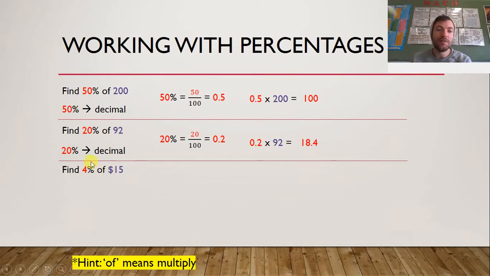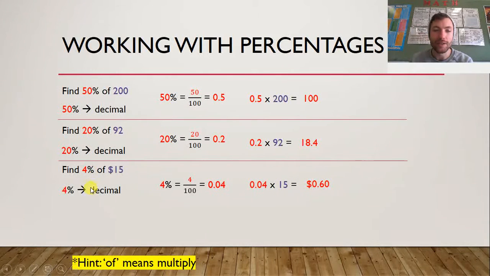And our last one, find 4% of $15. Converting 4% into a decimal, we've got 4 over 100. 4 divided by 100 equals 0.04. So 0.04 times 15 will give us 0.6. And we have to make sure that because we have a dollar sign here, we write it in terms of dollars. So our answer is 60 cents.